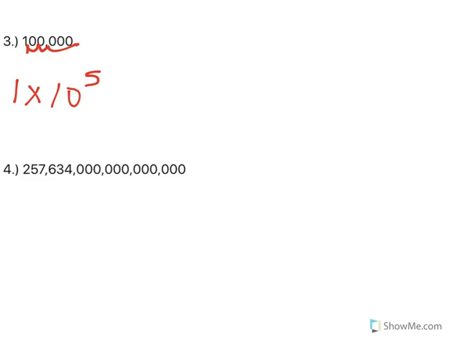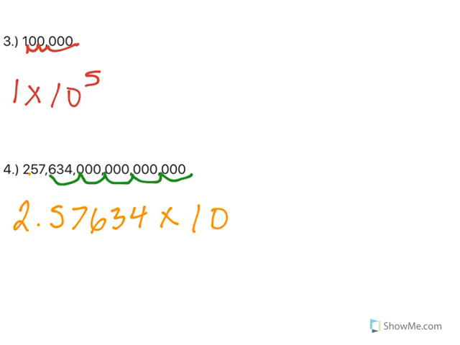All right, number 4. I want it to be after the 2, so 2.57634 times 10 to the, and yes, you need all of those non-zero numbers. So I'm going to go 3, 6, 9, 12, 15, 16, 17. So 2.57634 times 10 to the 17th is my scientific notation.